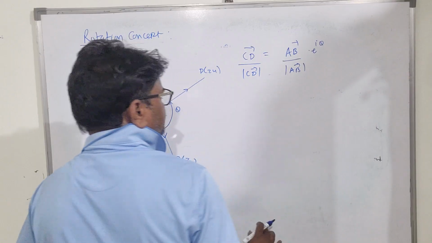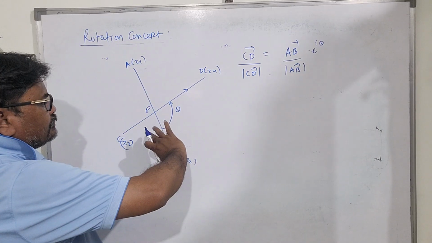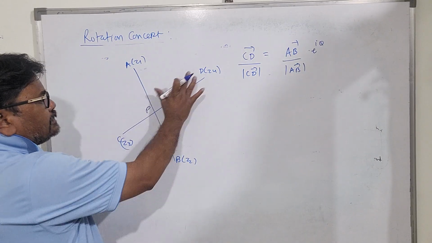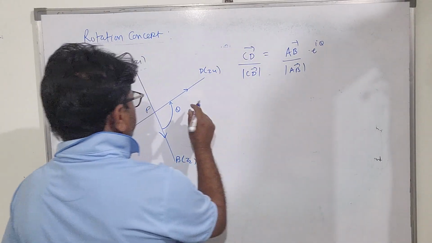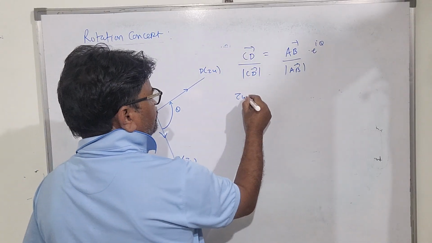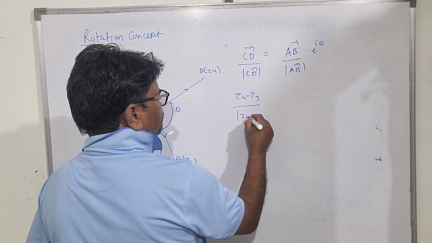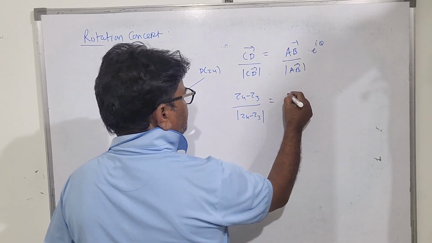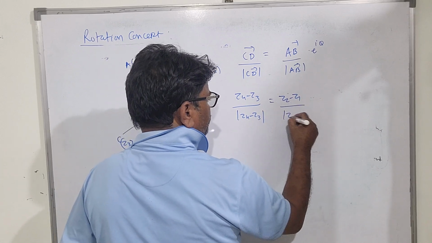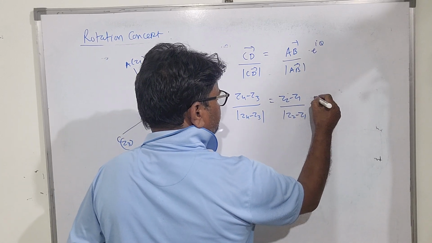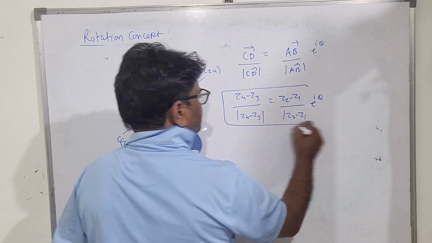Now we are rotating along this AB vector to get the unit vector along this CD vector. Correct? So I can write down this CD vector as CD, which is (Z4 minus Z3) by modulus of (Z4 minus Z3), and this is the AB vector. AB vector is (Z2 minus Z1) by modulus of (Z2 minus Z1) into e to the power iota theta.